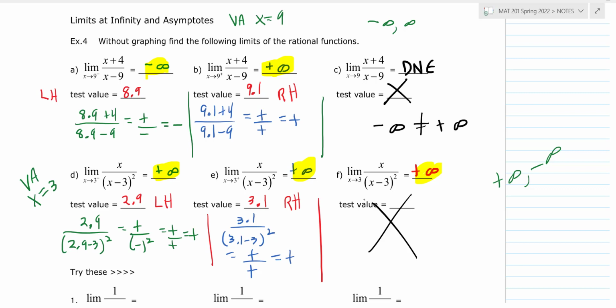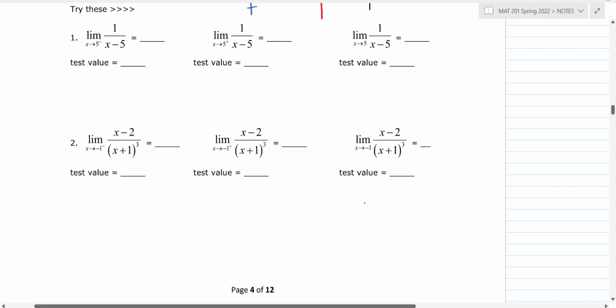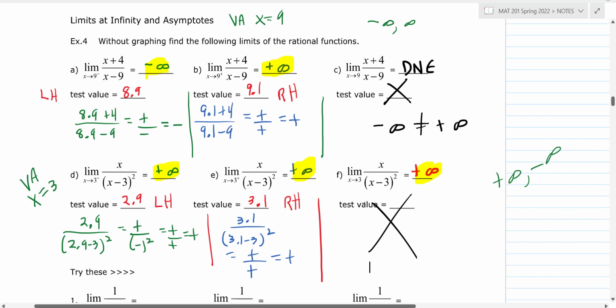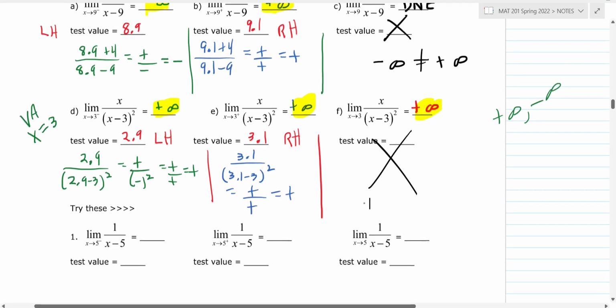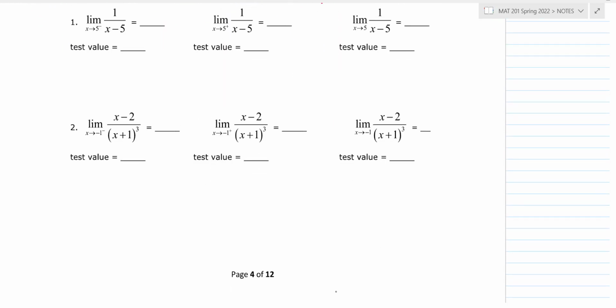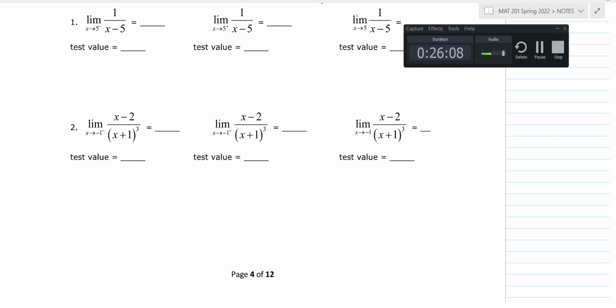So I'm going to go ahead and have you move down to the bottom of the page and do these next two problems. Remember to pause the video anytime you need to. So I'm going to go ahead and move down here and work these problems out. And as soon as you're ready to check, resume the video.